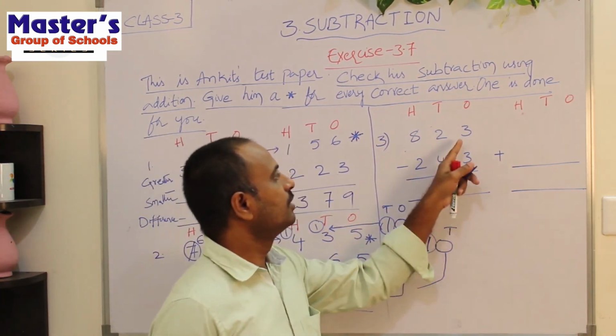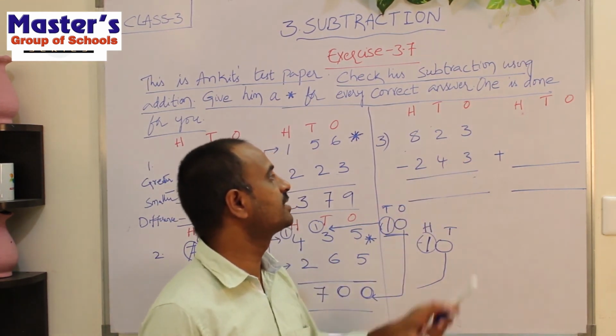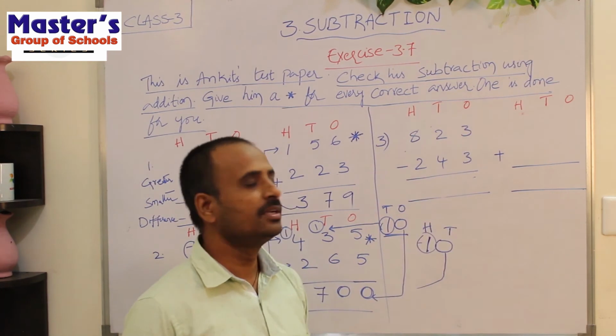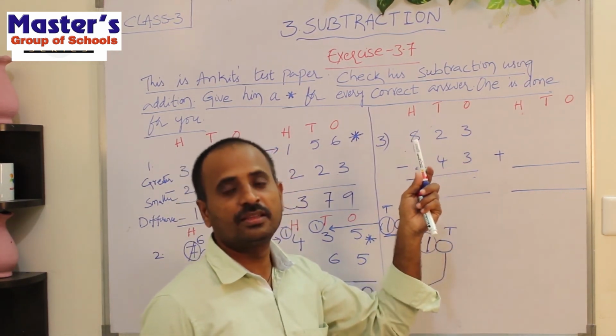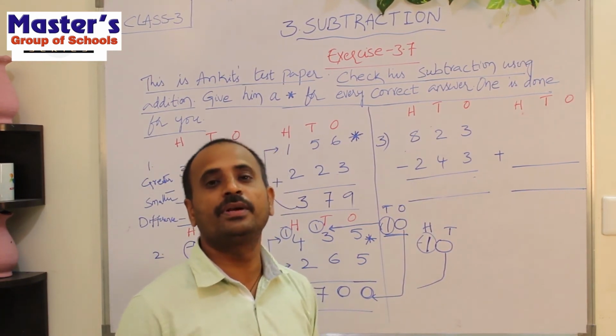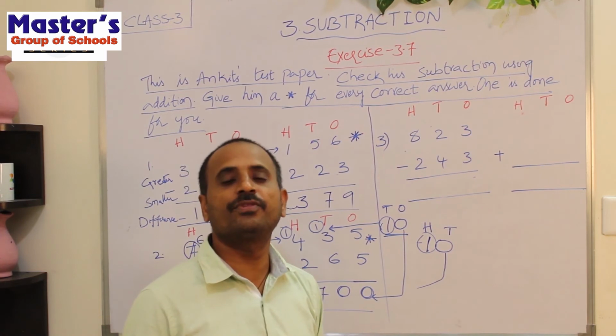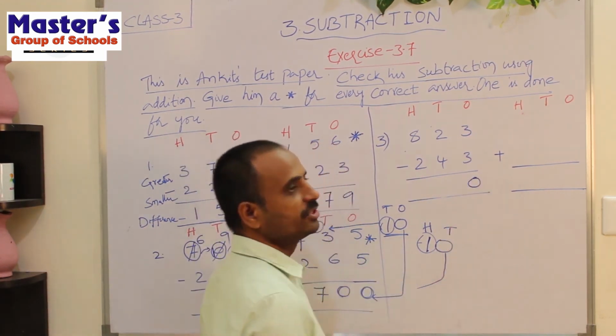So go to the subtraction for ones place. What are the digits present in ones place? 3 and 3 are present in ones place. Subtract 3 from 3. If we subtract 3 from 3, the answer is 0, because according to subtraction properties, if we subtract a number from the same number, we will get 0. That means 3 minus 3 becomes 0.